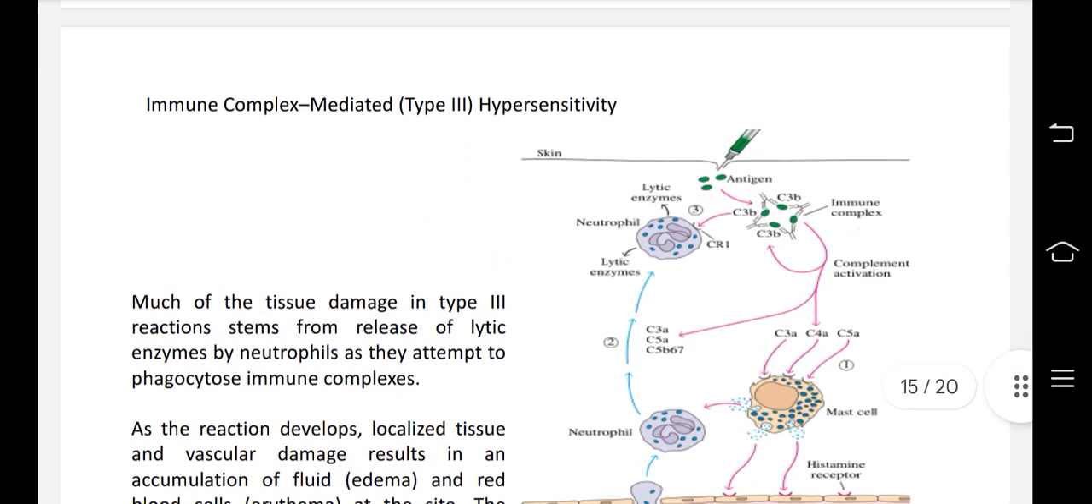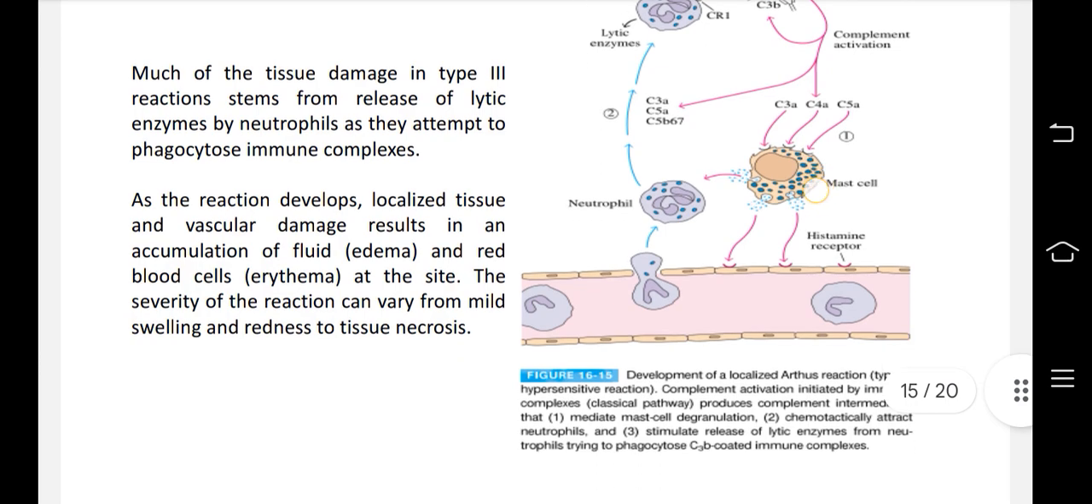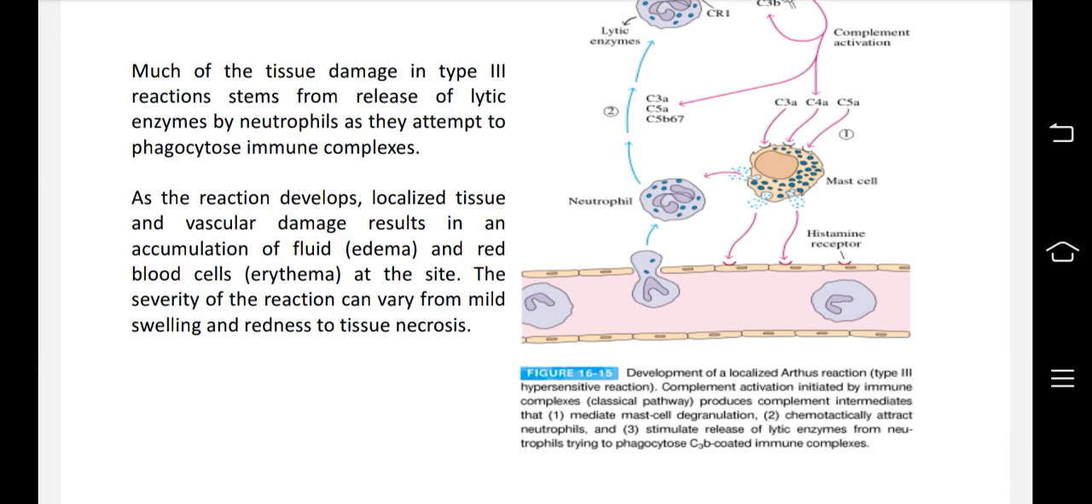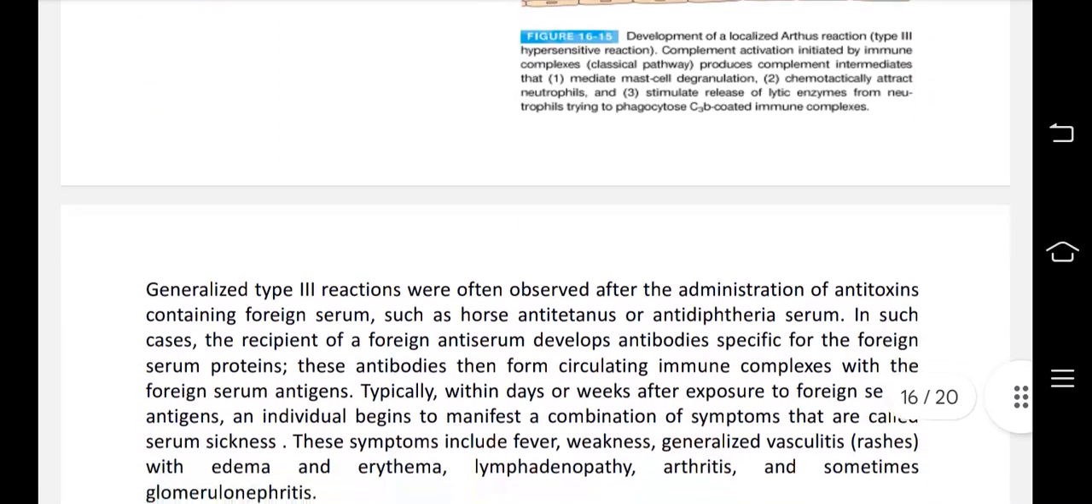Then immune complex-mediated type 3 hypersensitivity. Much of the tissue damage in type 3 reactions stems from release of lytic enzymes by neutrophils as they attempt to phagocytose immune complexes. As the reaction develops, localized tissue and vascular damage results in an accumulation of fluid, edema, and red blood cells, erythema, at the site. The severity of the reaction can vary from mild swelling and redness to tissue necrosis.